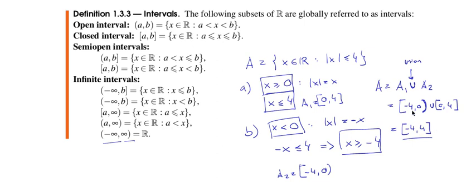This includes all numbers that are greater or equal than minus 4 and smaller than 0, and this includes all numbers that are greater or equal than 0 and smaller than 4. So if you join these two things together, you will have all numbers that are between minus 4 and 4, with 4 included. Okay, and then another example.